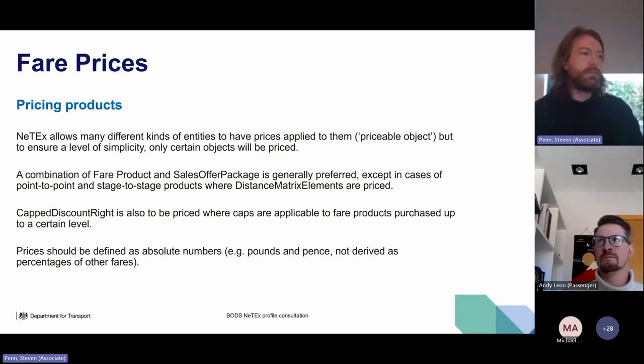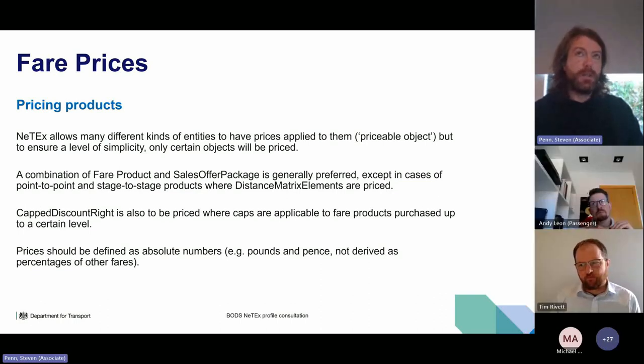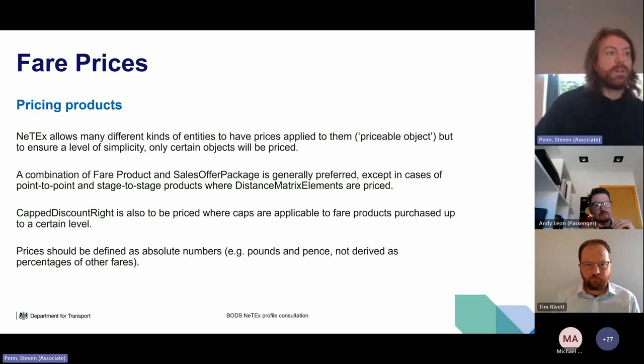And as one additional thing, we're enforcing that prices are defined as absolute numbers, whether that is pounds and pence, rather than deriving them as percentages of other fares. The UK NeTEx profile does allow you to derive prices as percentages. But of course, that leads to potential confusion and giving out potentially erroneous information if odd numbers are being halved by 50% and these kind of things. So what we're expecting is all prices to be defined as absolute numbers.